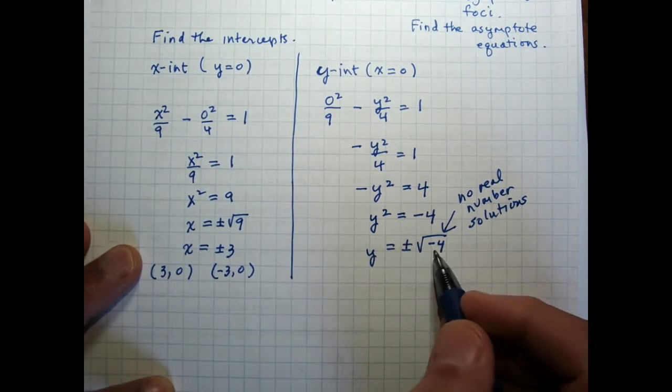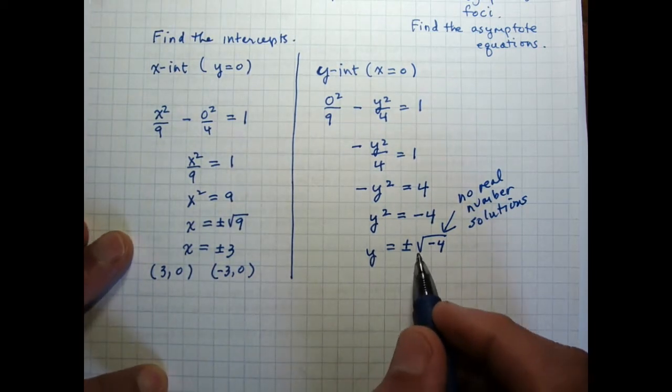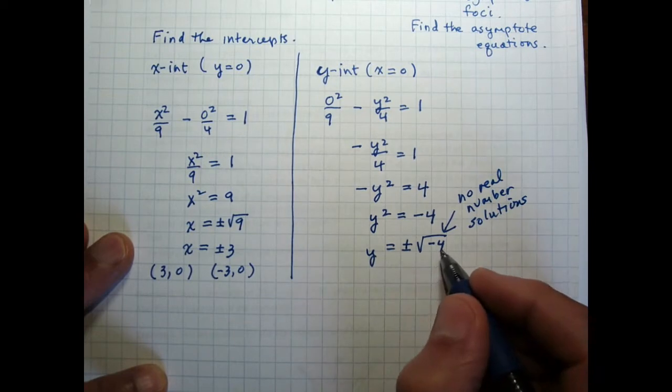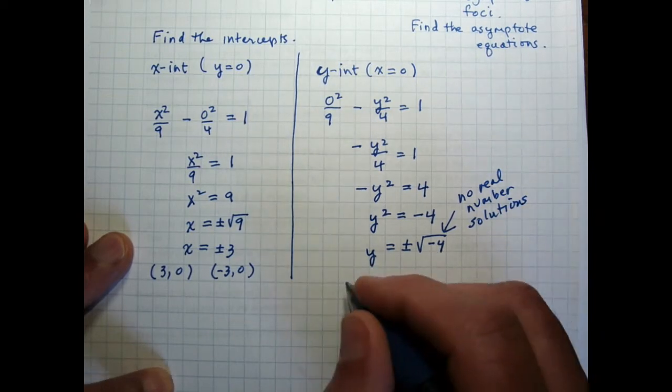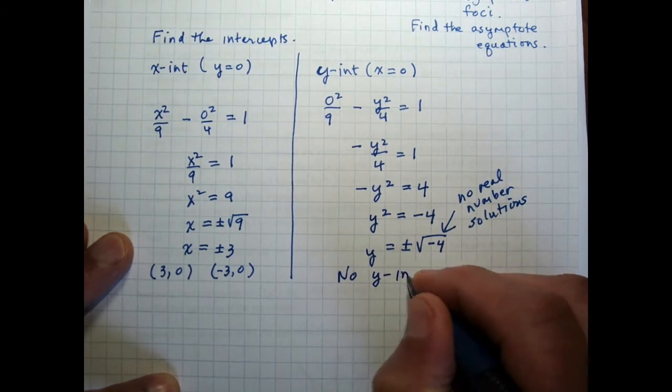Now there's an interpretation using i and imaginary numbers for this, but remember, imaginary numbers do not appear on graphs. So what this is telling us is that there are no y-intercepts.